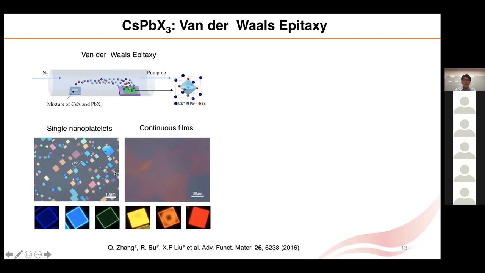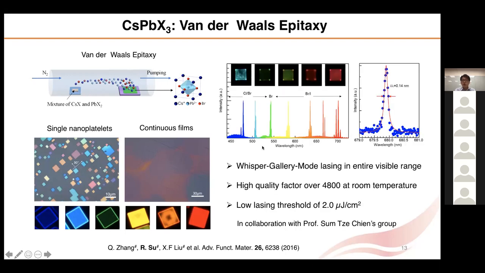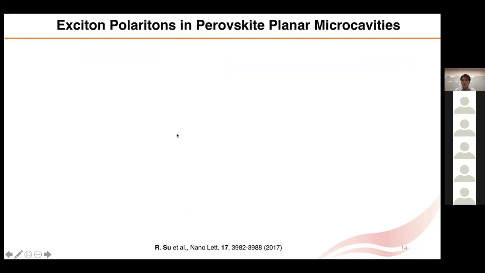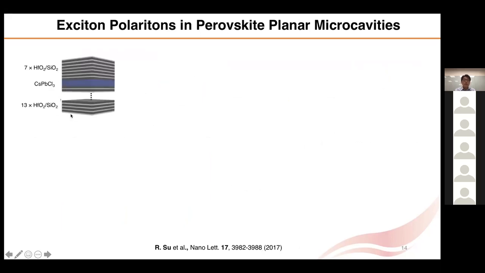And those individual crystals also have been shown to support high quality visible whispering gallery mode lasing throughout the whole visible range with a high quality factor over 4,000 at room temperature. So having obtained such nice crystals, to reach the strong coupling regime for exciton polaritons, we will need to strongly couple it with a microcavity. So in this case, we developed a fabrication method of e-beam evaporation for the mirror fabrication as shown here.